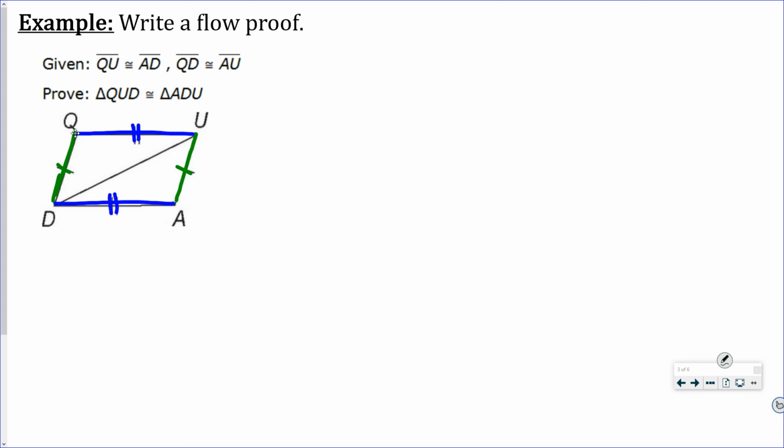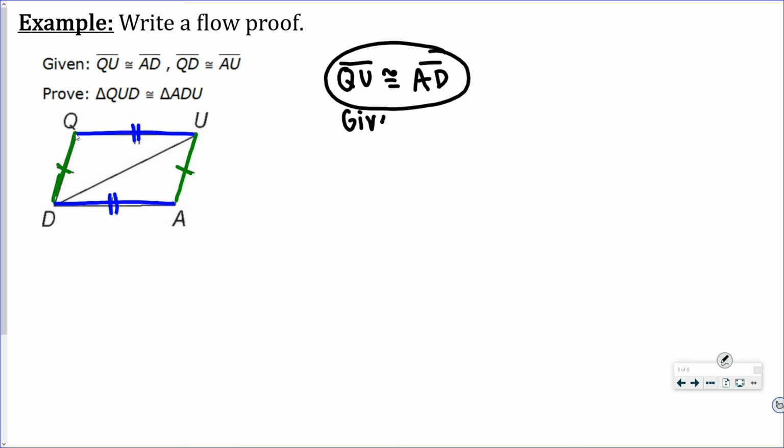All right, so as in a normal proof, you do have to state what's given to you. So all of your reasonings, you're going to put in little bubbles. So let's start with what was given to us. QU is congruent to AD, and then you're just going to put that in a bubble. And then you put your reasoning. I guess I should call this your statement. You put your reasoning underneath here, given. All right, and then our other one, QD is congruent to AU, given.